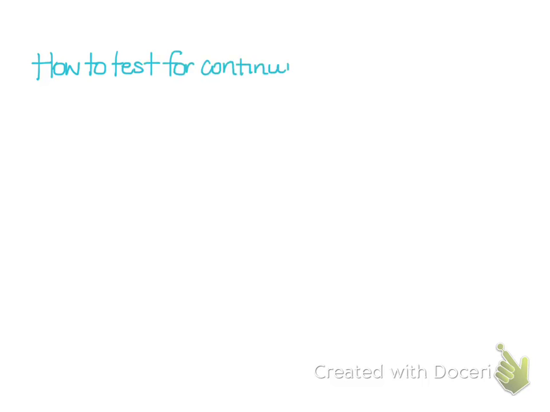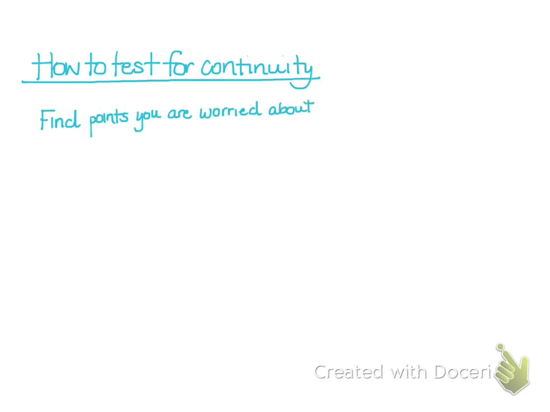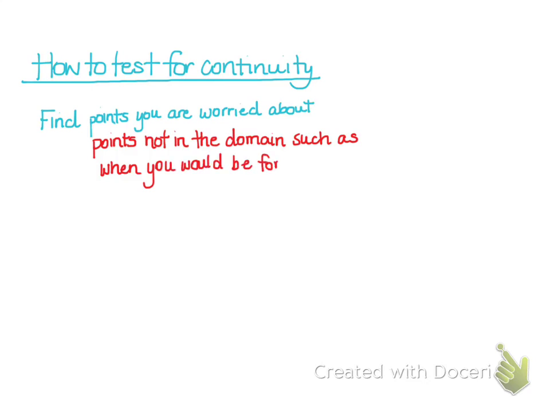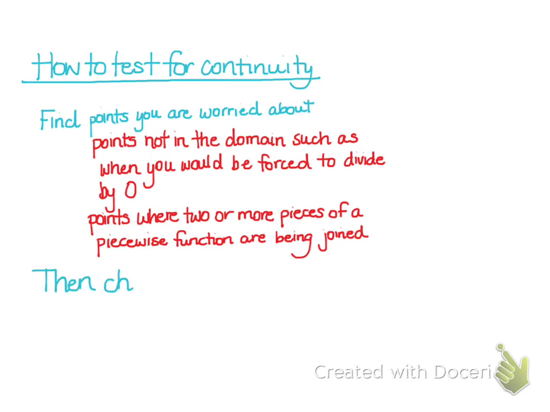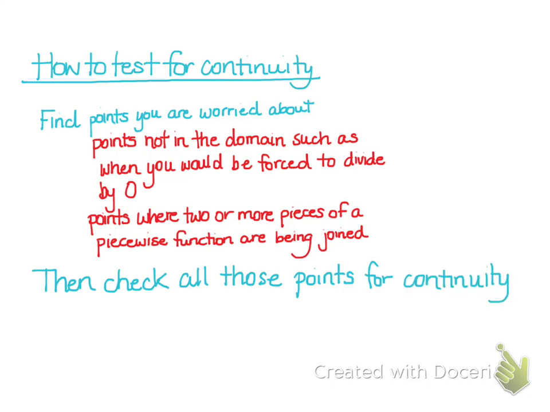So how do we test a function for continuity? First, find points you are worried about. These usually consist of points that are not in the domain of the function, such as points when you would need to divide by 0. You also need to look for points where two or more pieces of a piecewise function are being glued up. Then you're going to take all these values and check them using the definition for continuity.